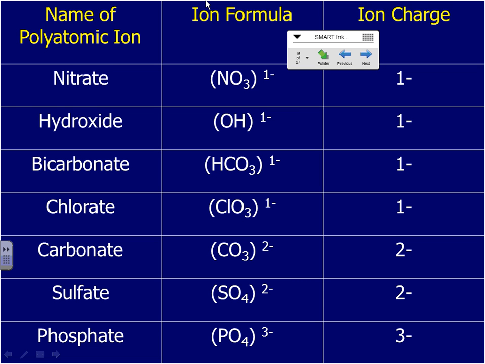When I teach you this next year, I don't include hydroxide and bicarbonate in this grouping. I teach it later on. The rest of them, though, I call the big 5. If you're memorizing, I have the students memorize the big 5: nitrate, chlorate, carbonate, sulfate, phosphate.